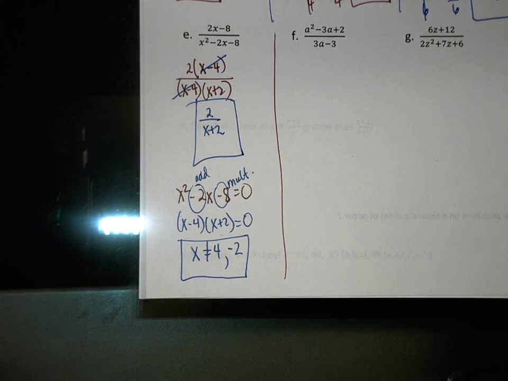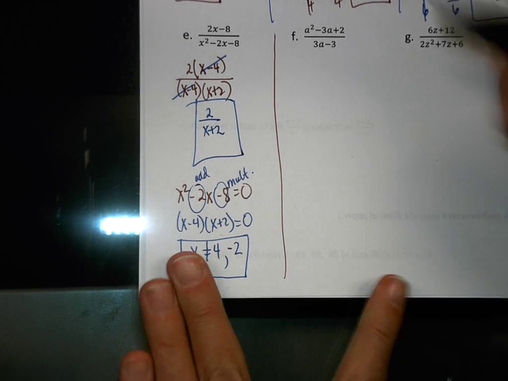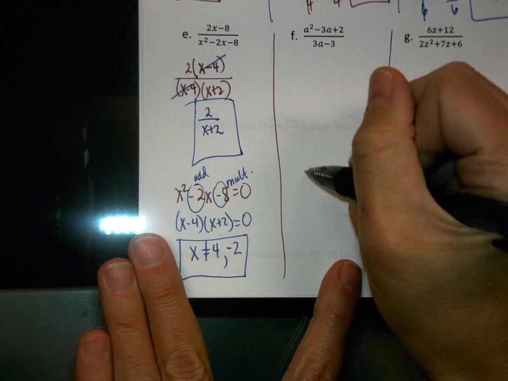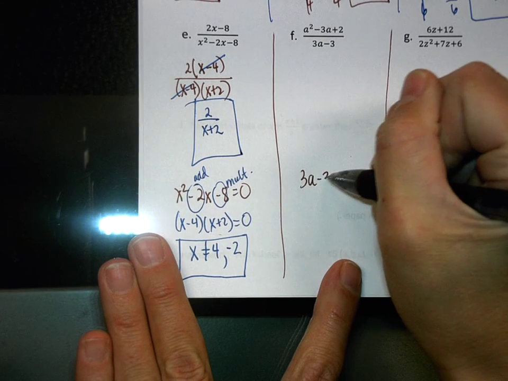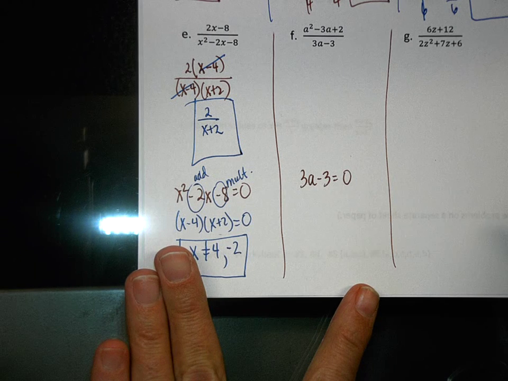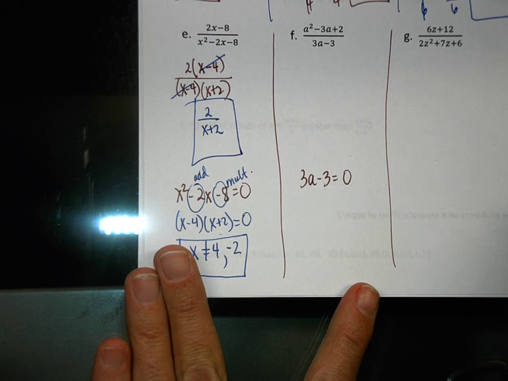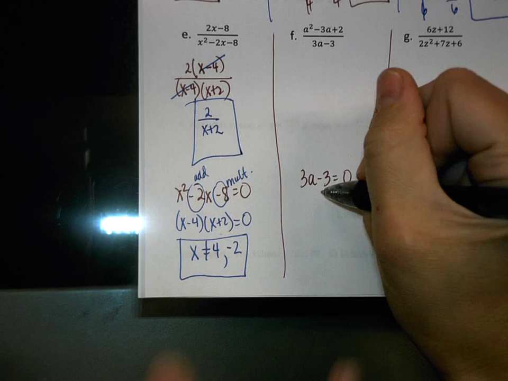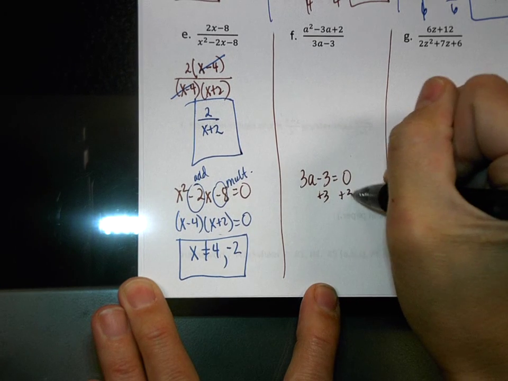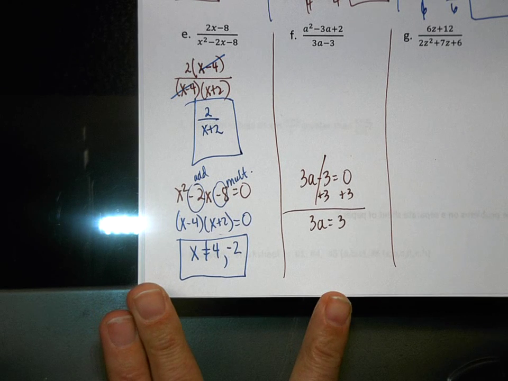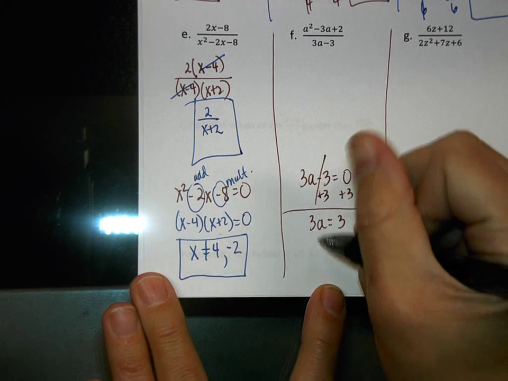Okay, F, what am I going to do first? Good, set our denominator equal to 0 to figure out our excluded values. When I do that, what would I do to solve now? Since there's just a plain a, what would I do? Good, add 3 to both sides. We have 3a equals 3. My next step would be to, good, divide by 3.